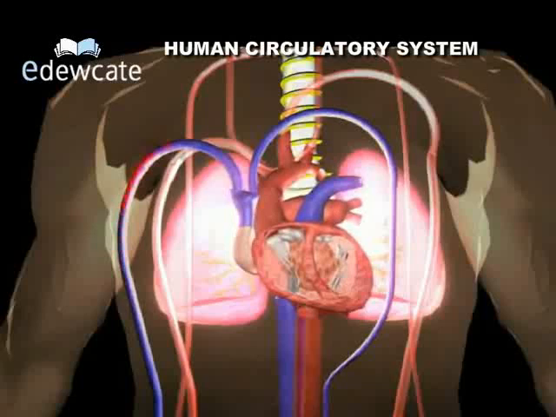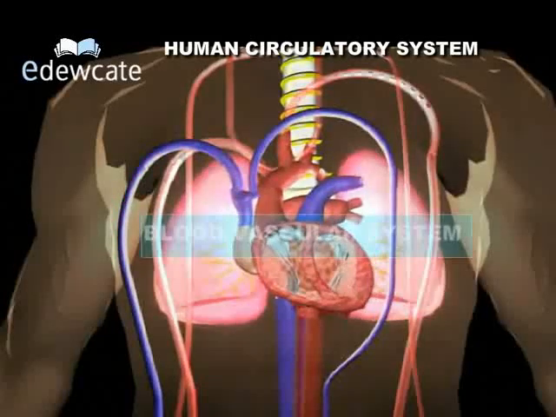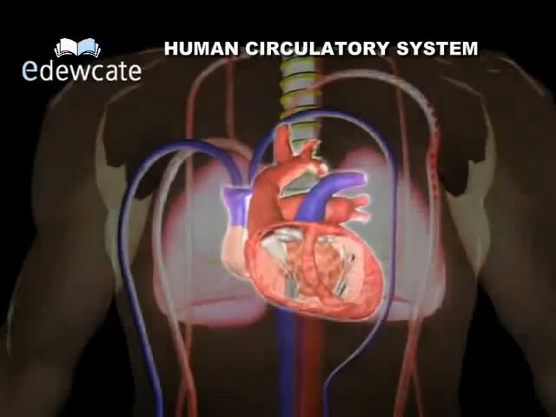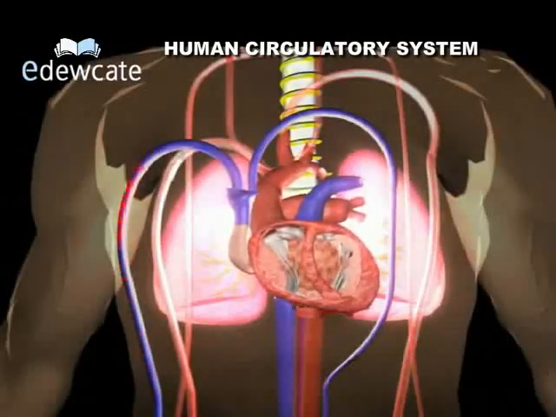Human circulatory system, also called blood vascular system, consists of a muscular chambered heart, a network of closed branching blood vessels and blood, the fluid which is circulated.